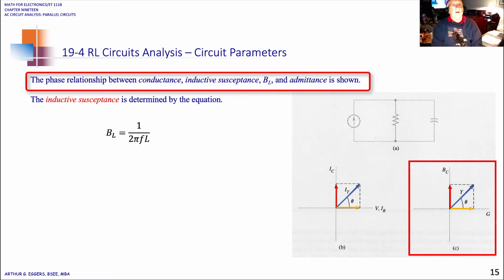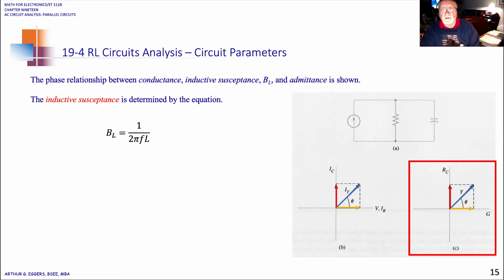Now moving on to 19.4, RL circuit analysis and circuit parameters. The phase relationship between conductance, inductive susceptance, or B sub L, and admittance are shown in the diagram. If we take a look at these diagrams, you can see to the right a diagram that shows the capacitive susceptance and its relationship then to the admittance.